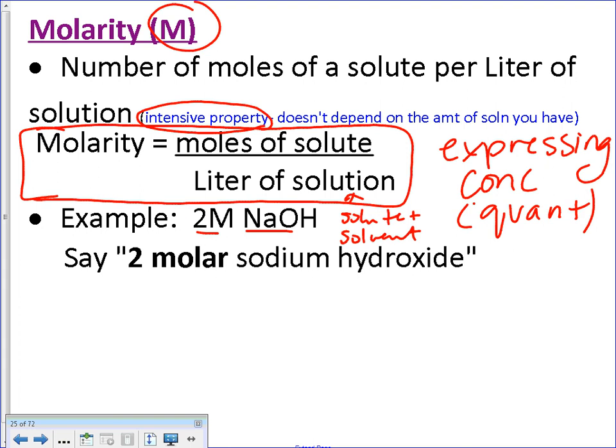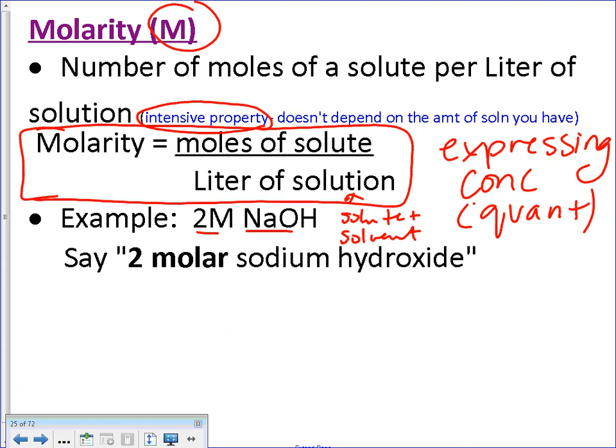The molarity does not depend on the amount of substance you have. That's why you told me that the liter of lemonade and the cup of lemonade were the same concentration. It didn't matter what volume of stuff I had, it was the ratio that mattered, the moles per liter, moles per volume that mattered.